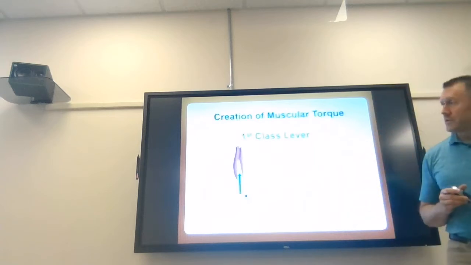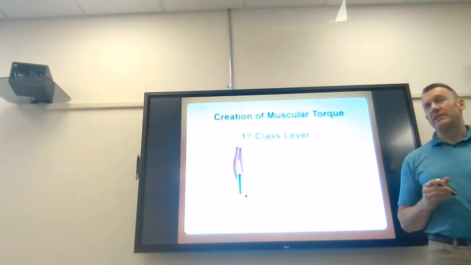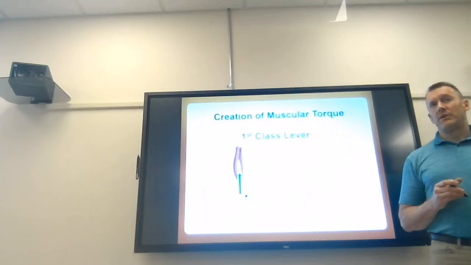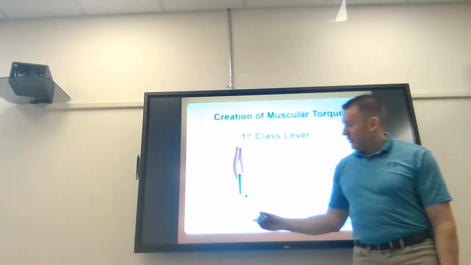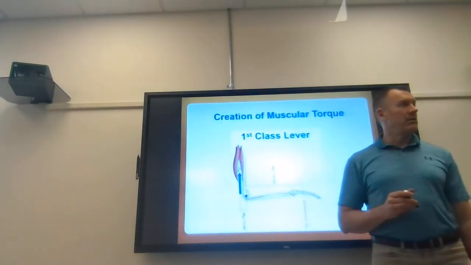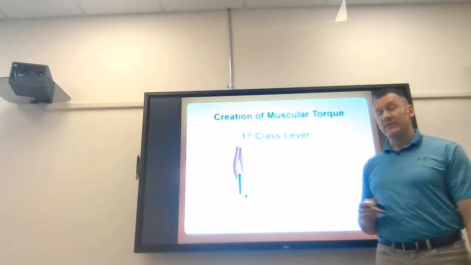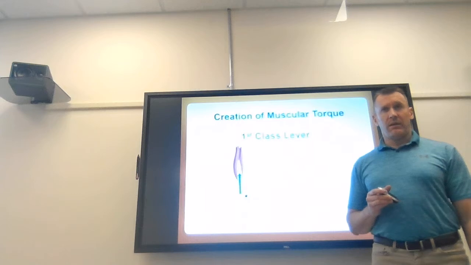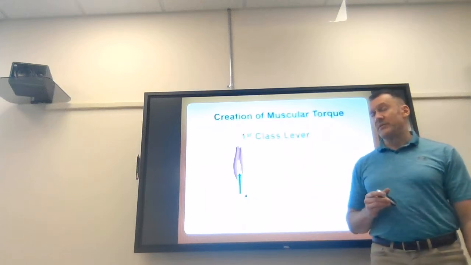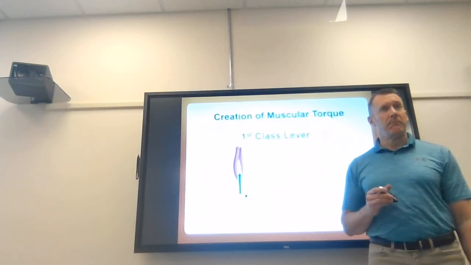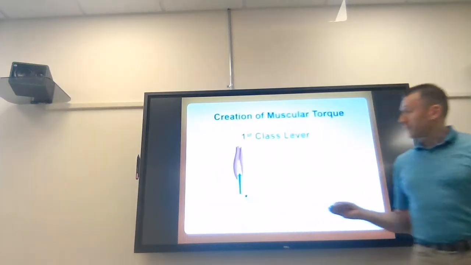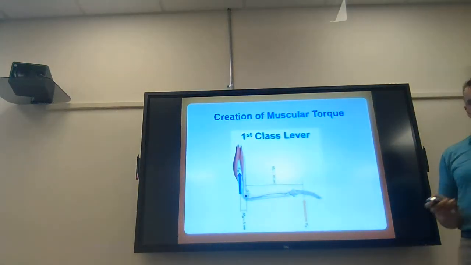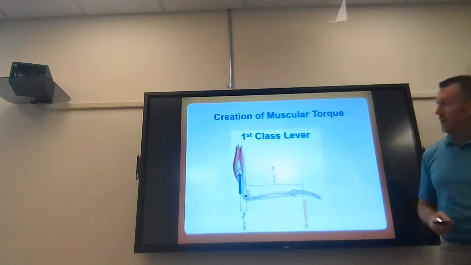So most of the time in the body, the muscles have a disadvantage. So muscles have relatively short moment arms versus resistance. So muscles have to create lots of force to overcome even modest amounts of resistance. So just remember FAR, so force, axis, resistance.